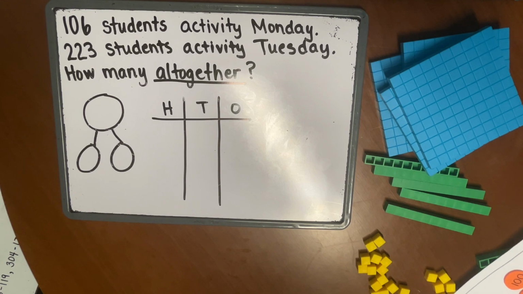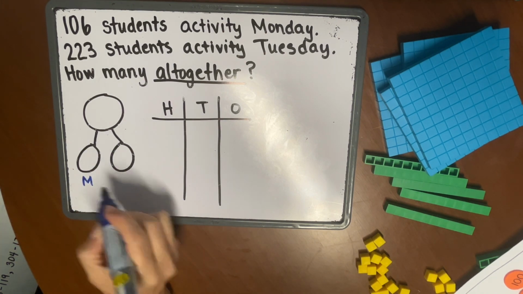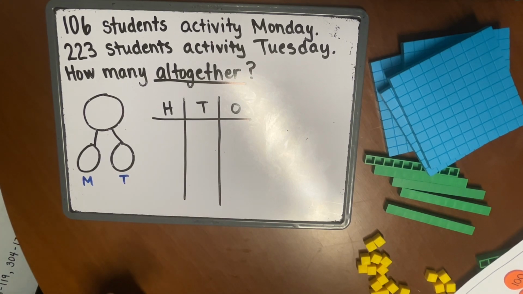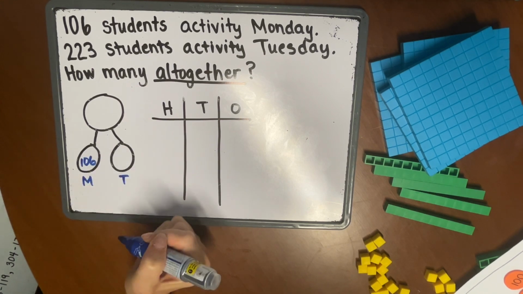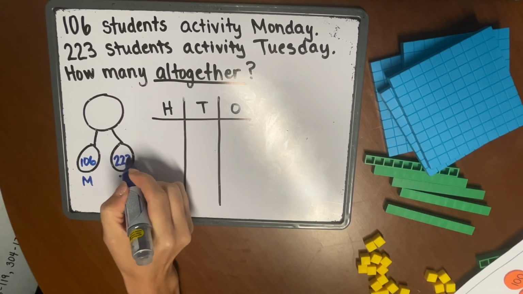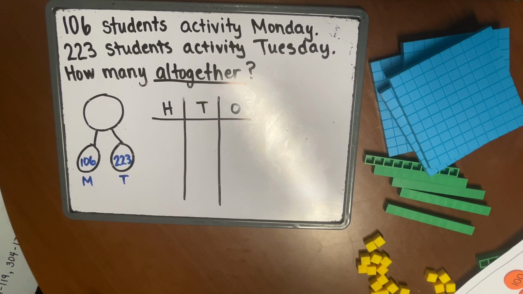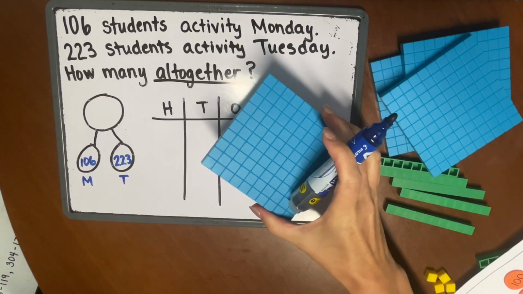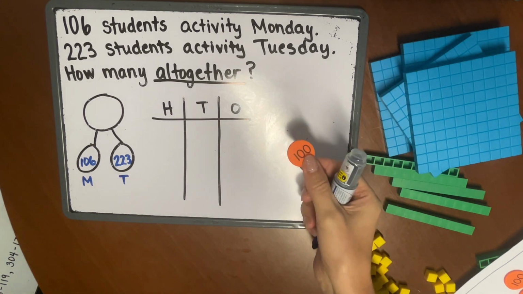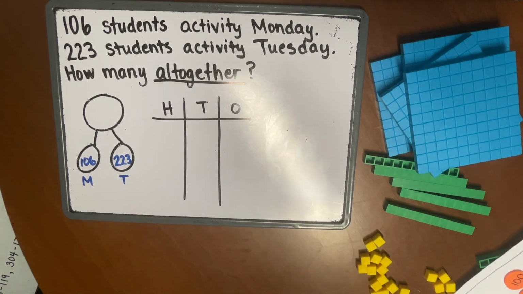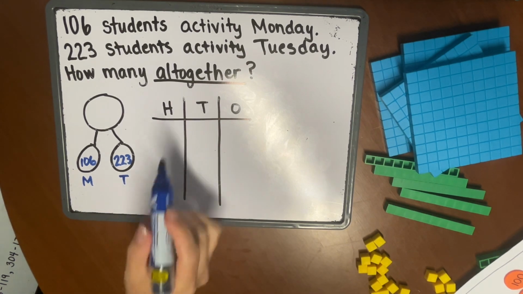Pause the video and draw this at your own table. Okay, let's see how you did. Well, we had students on Monday and Tuesday who had activities, and we want to know all together how many. So 106 on Monday and 223 on Tuesday. Again, I don't want to draw a big square in my hundreds, tens, and ones. I want to be really efficient. So I'm just going to draw a little dot for my hundred because it's in the hundreds place.